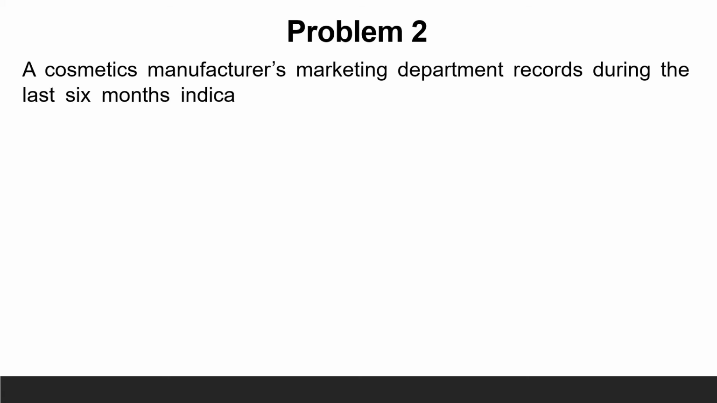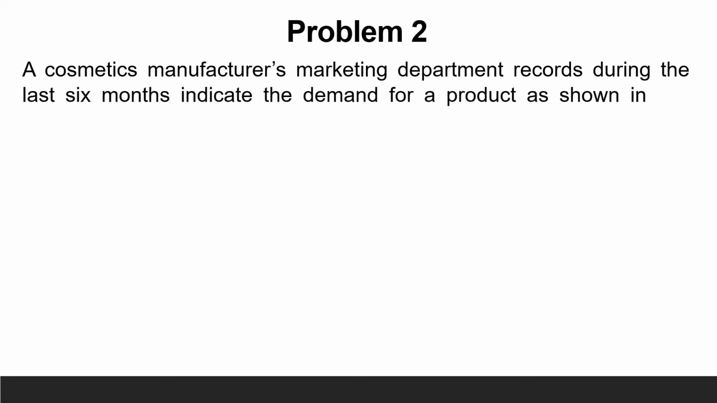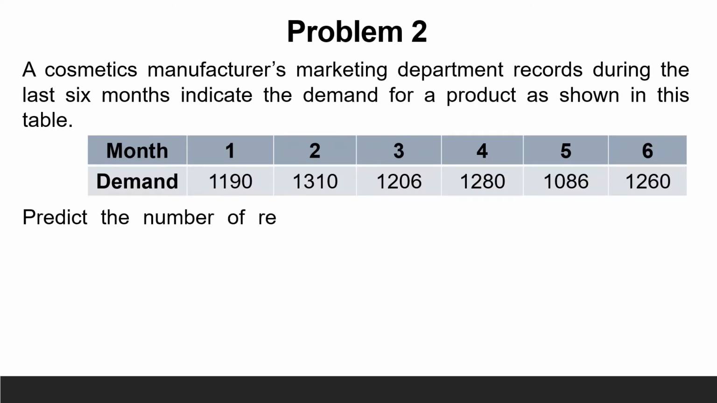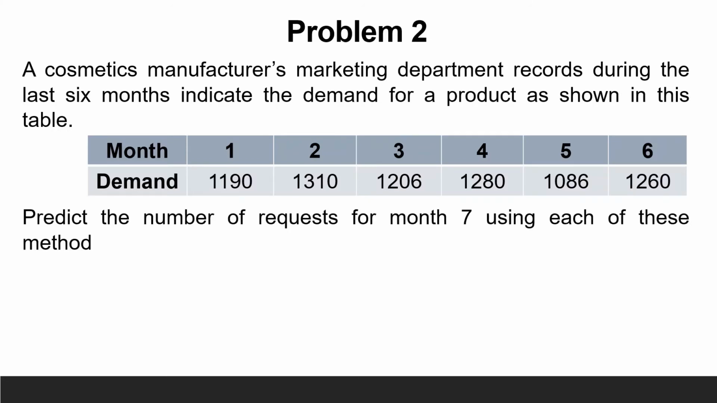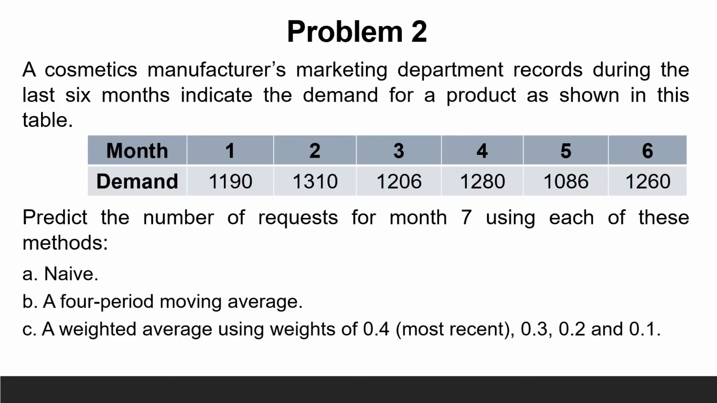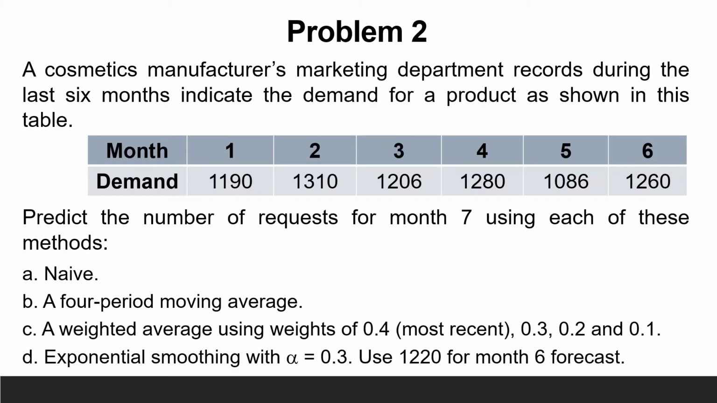A cosmetics manufacturer's marketing department records during the last 6 months indicate the demand for a product as shown in this table. Predict the number of requests for month 7 using each of these methods. Naive. A 4-period moving average. A weighted average using weights of 0.4, most recent, 0.3, 0.2 and 0.1. Exponential smoothing with alpha equals 0.3. Use 1220 for the month 6 forecast.